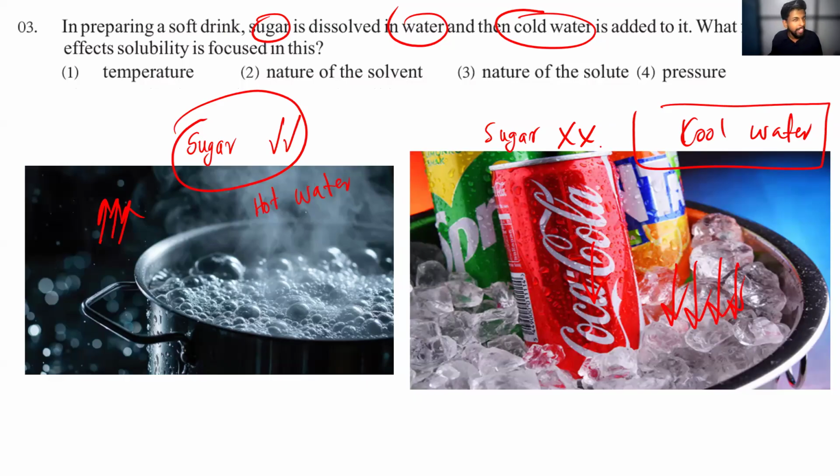So here, Bilal, what is the factor that got affected? That is temperature. So in this question, we have learned one thing, Bilal. If the temperature increases, sugar dissolves well, solubility will increase. And if the temperature decreases, solubility also will decrease. In the cool water, you may have seen that, right? The solubility has decreased because in the cool water, sugar cannot be dissolved.